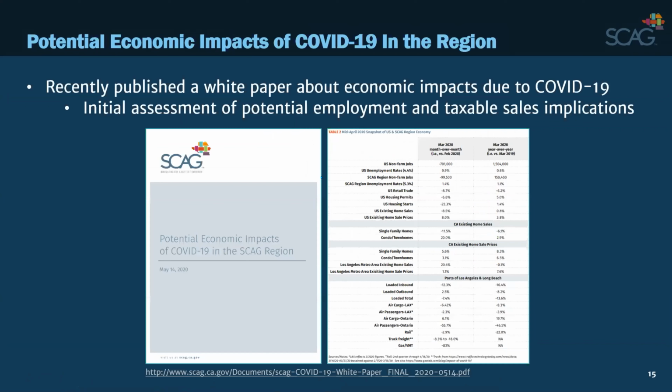For this one, I also wanted to use this opportunity to talk a little bit about the recently published white paper about economic impacts in our region. This white paper provides two separate analyses conducted by SCAG staff, which present an initial statement of potential employment and taxable sales implications of the COVID-19 pandemic. For more information, you can visit the link right below to get access to the PDF report of this white paper.